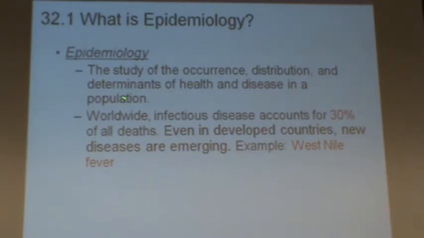So, worldwide infectious disease actually accounts for 30% of the death. In developed countries, certainly this risk will be much lower, but in many other countries, the risk will be much higher in developing countries. But even in the US, you still see an emerging infectious disease like West Nile virus, that we did a lab about 3 weeks ago. West Nile virus started when people from the Middle East traveled to New York and brought that into North America.